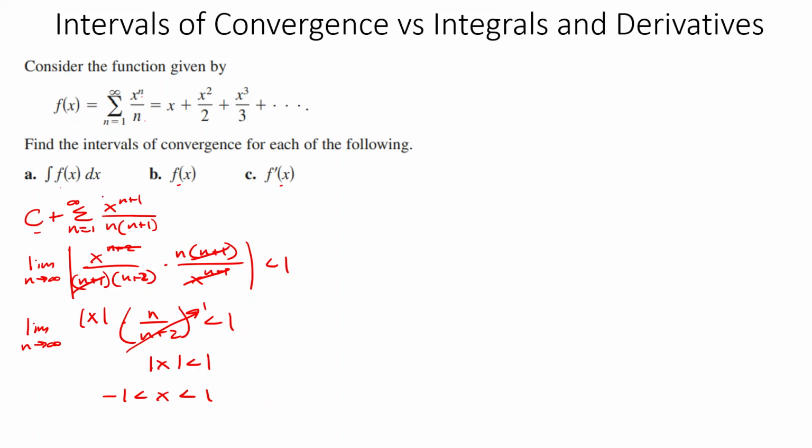All right, we can plug in the endpoints and see what happens. For each endpoint, we'll have an n squared on the bottom, so it'll be similar to n squared on the bottom, which converges for both endpoints. So both of them are going to converge, and there we go.